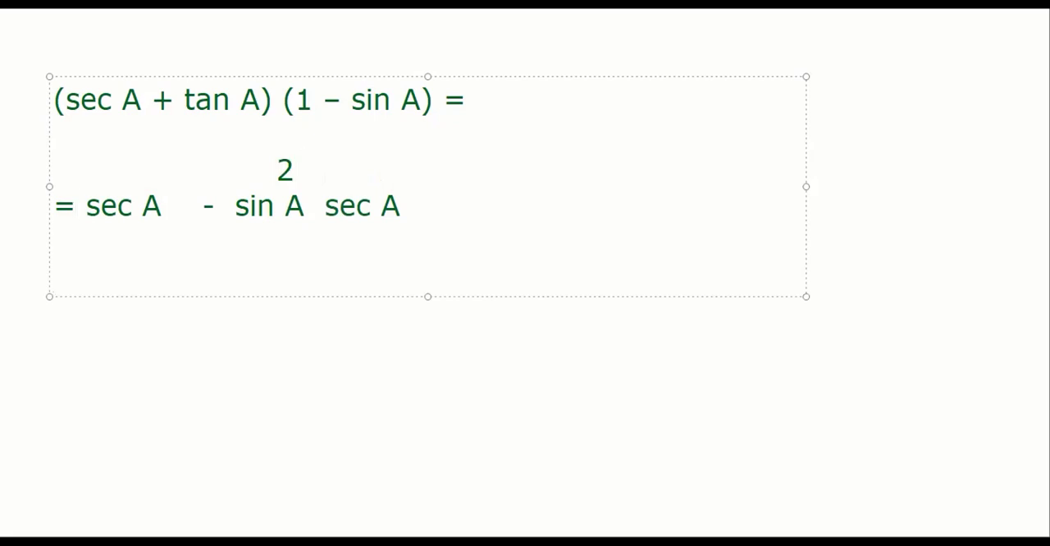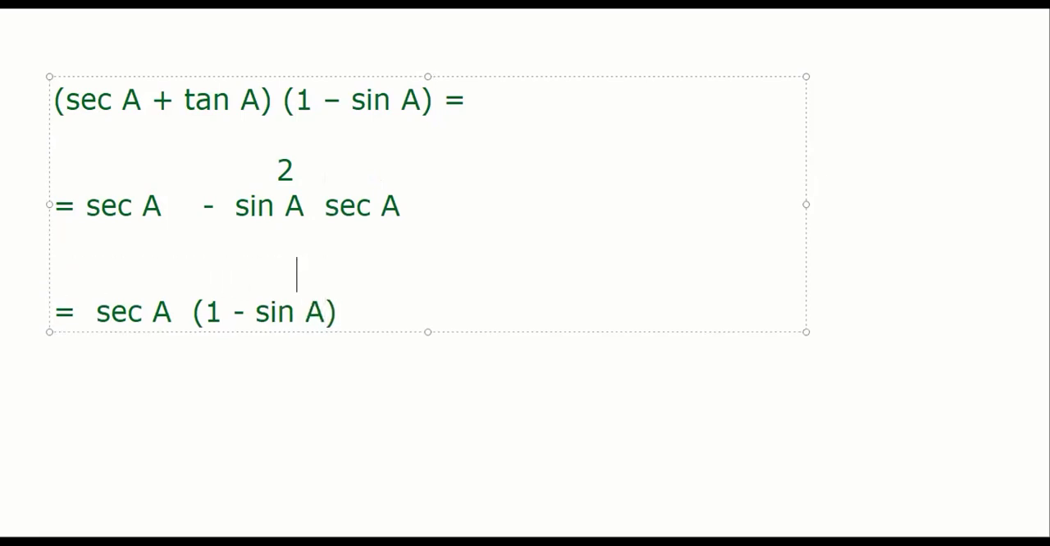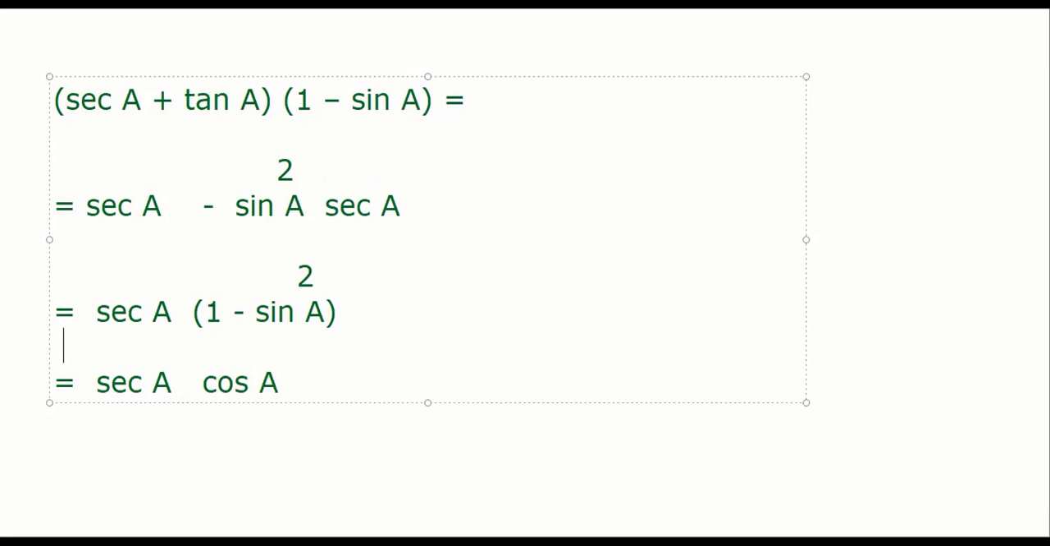What are you saying next? Sec A common. What is remaining now? 1 minus sine square A. Where is the square here? Okay. 1 minus sine square A is equal to cos square A. Good. So it equals sec A into cos square A. Correct? Sec A is equal to 1 upon cos. So the answer will be cos. Superb. So guys, sec means 1 by cos. Cos cancelled. The answer will be cos A.